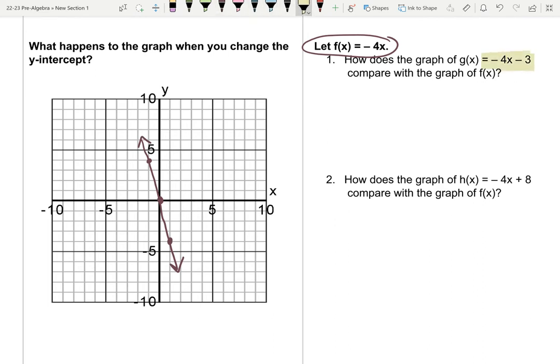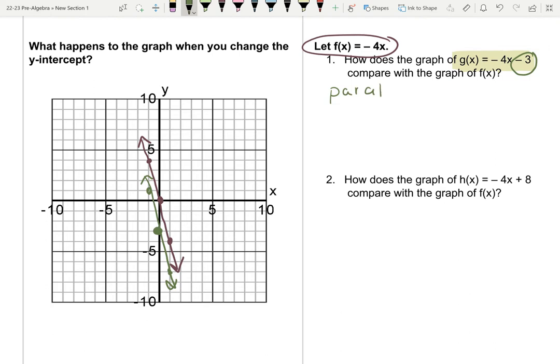Now we're going to do this one, g of x equals negative 4x minus 3. If you notice, the only difference here is this minus 3. So I'm going to start 3 down and do the same exact slope. I'm going to go up 4 to the left 1, and then down 4 to the right 1. So what do you notice about these lines?